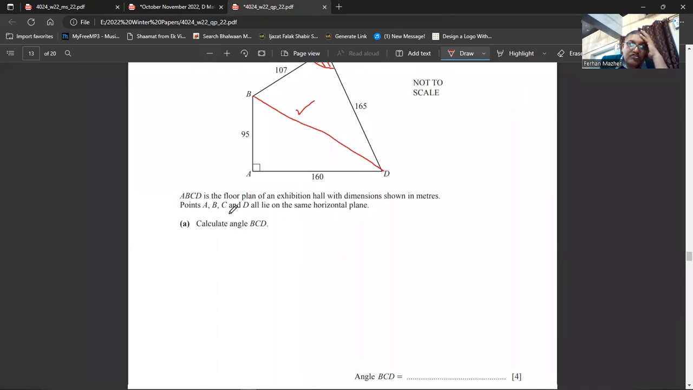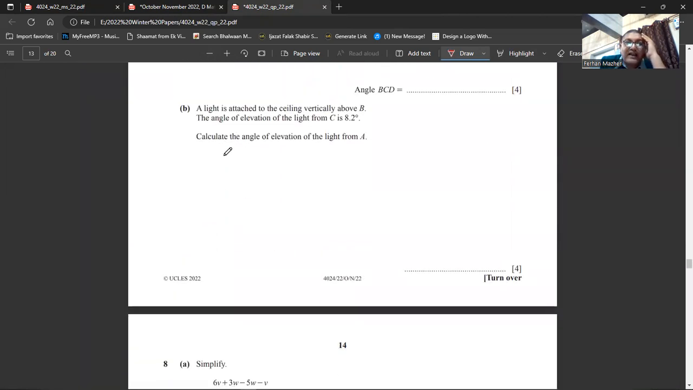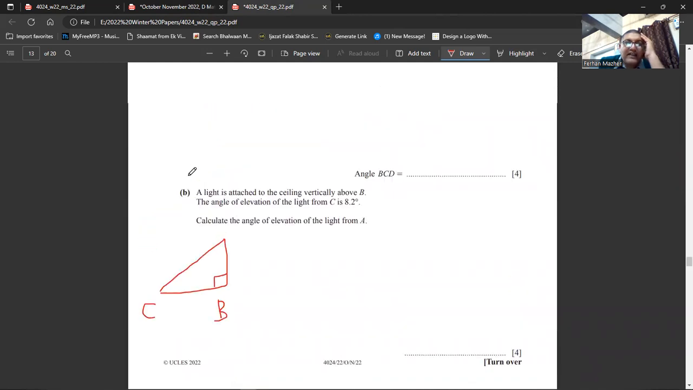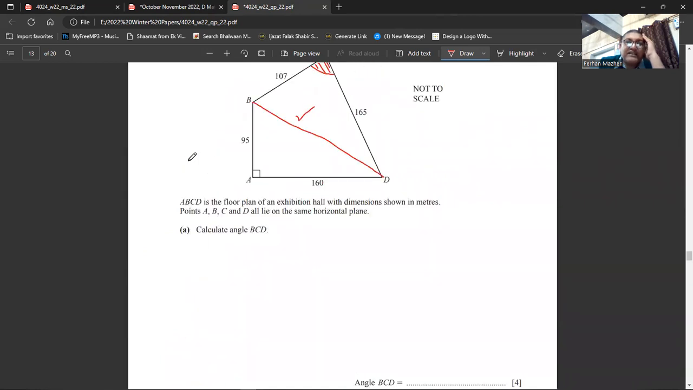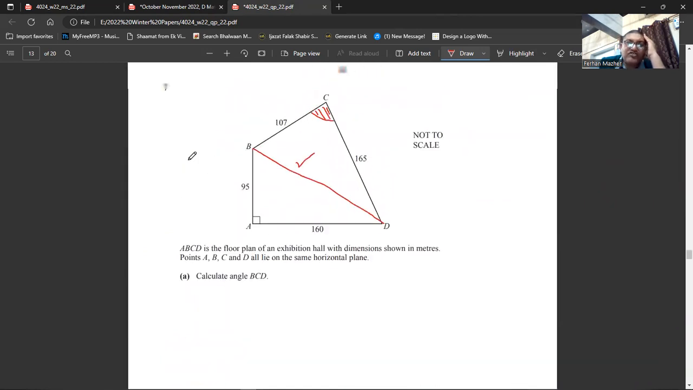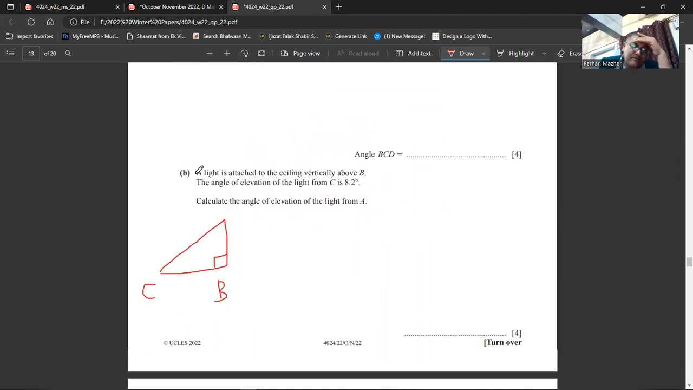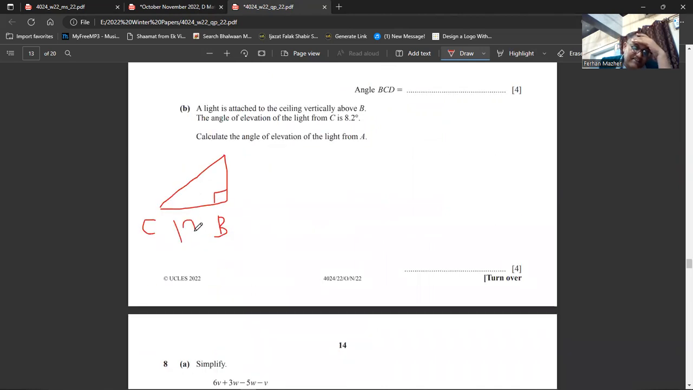Okay, so first of all, I will have this diagram. This is the point C, and this is the point B, and this angle here is 90 degrees. The distance between C and B is how much? 107. This side is 107 meters. And this angle, I know that angle is how much?